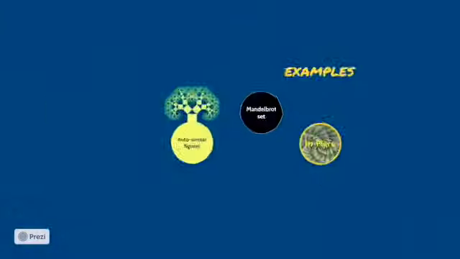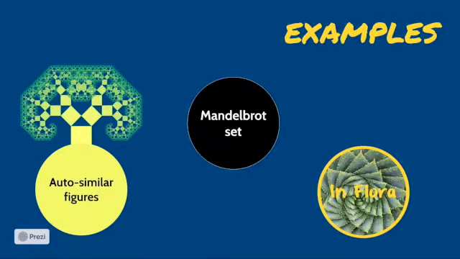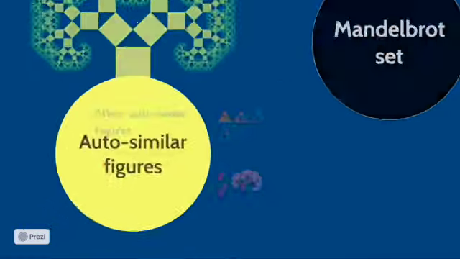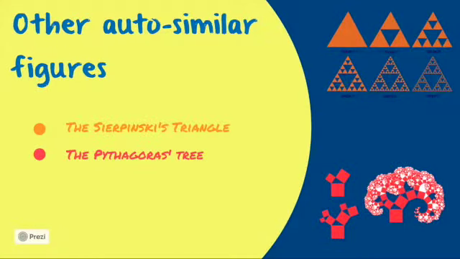First, let me explain to you what an autosimilar figure is. An autosimilar figure is a figure which repeats infinitely with the same form. The Van Koch curve we will study after is an autosimilar figure. There are other well-known autosimilar figures created by great mathematicians. The ones I want to show you are the Sierpinski triangle and the Pythagoras tree.